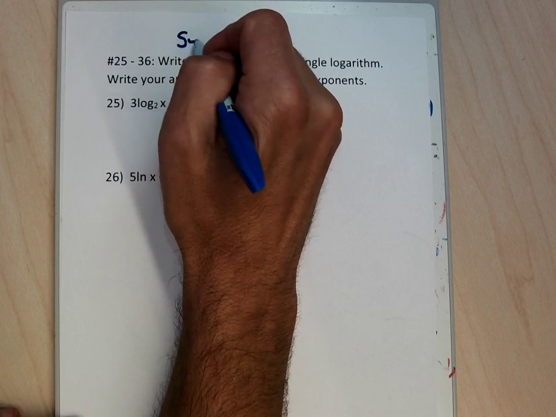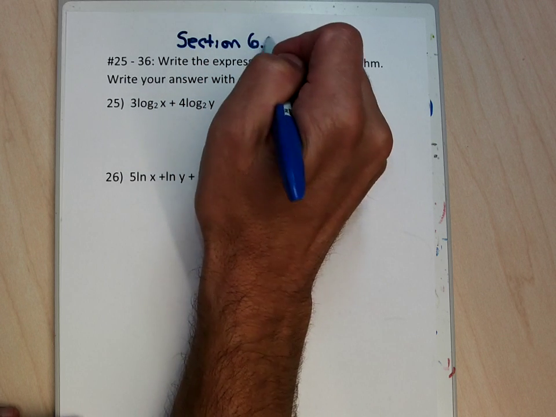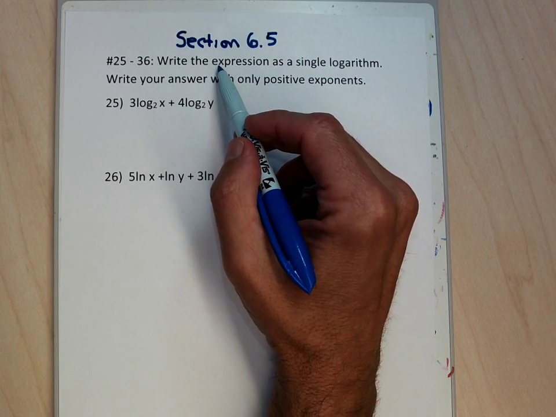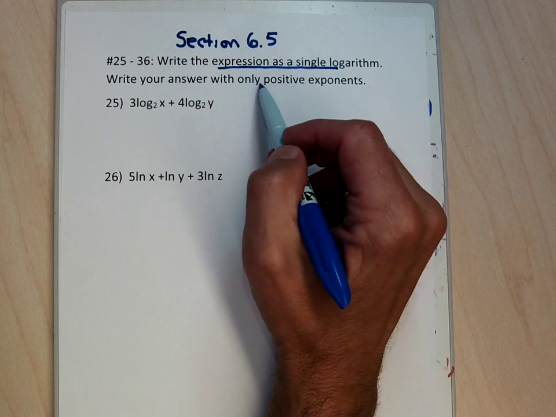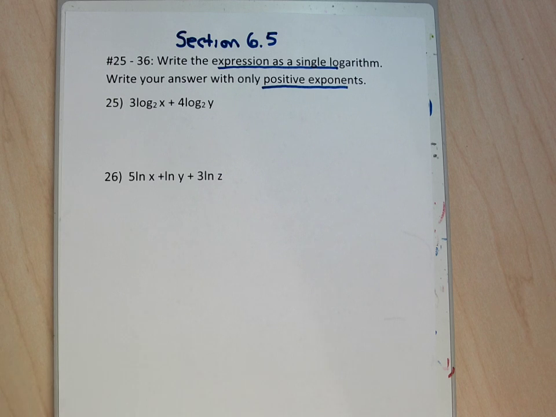So this is going to be the end of section 6.5, and it's going exactly backwards from what we just did. The instructions ask us to write the expression as a single logarithm with only positive exponents. Each of the problems between 25 and 36 will have 2 or 3 or 4 logarithms being added or subtracted, all with the same base. And we're going to be asked to do the rules backwards and turn the multiple logarithm problem into something that has one logarithm.